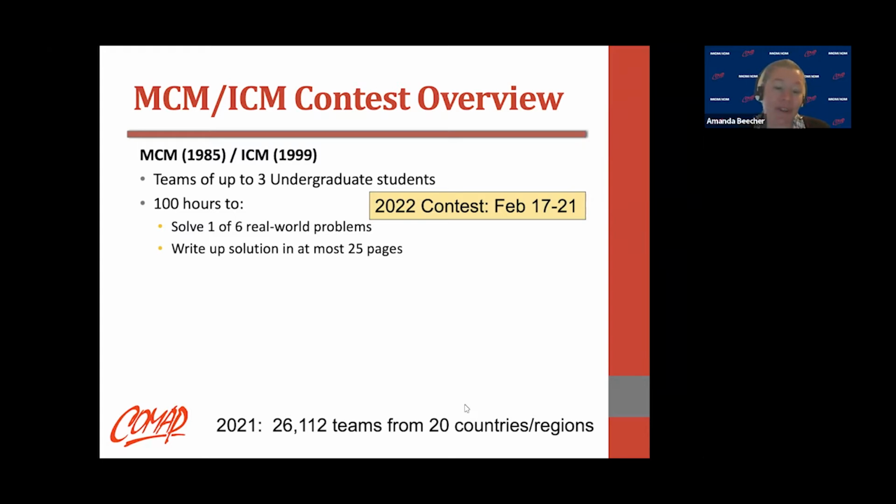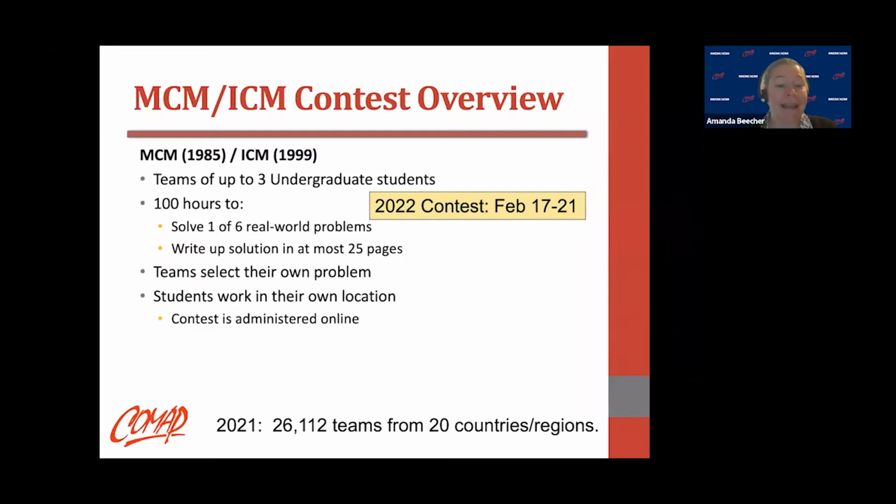Just to note, last year we had 26,000 teams participate in over 20 countries or regions. So it is quite a large contest, much bigger than those high school contests. Teams get to see all 6 problems and pick which one they would like to work on. They don't have to pre-select in any kind of way. And this is a remote contest. They've always worked in their own location. Their faculty advisor finds space or whatever they need to be able to work, but everything is administered online, so they don't have to go someplace to participate.